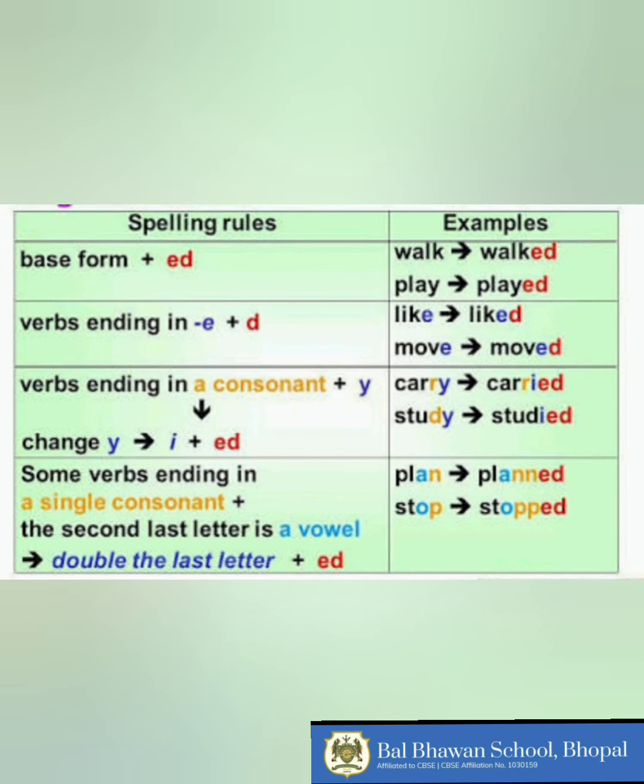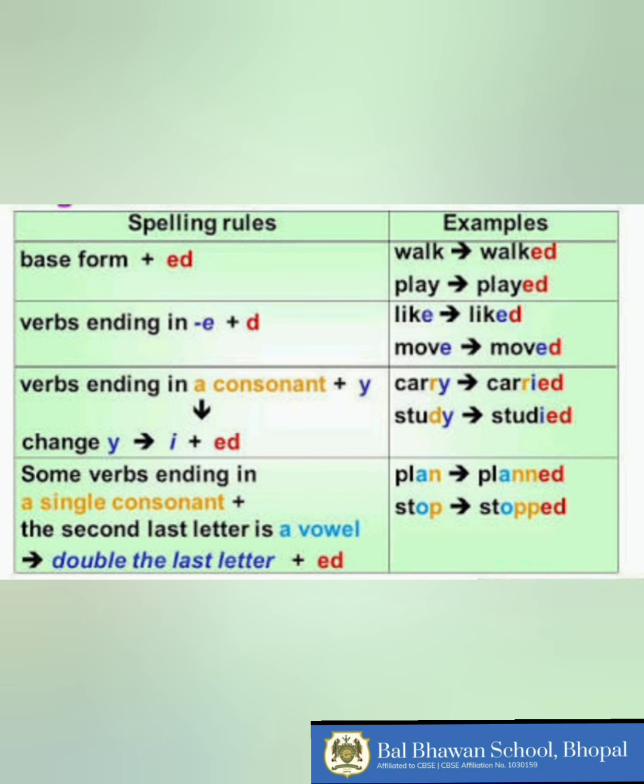In the beginning of the video, I told you that to form a simple past tense, we add ed at the end of the base verb. Like walk becomes walked, play becomes played. Let us look at a few exceptions.